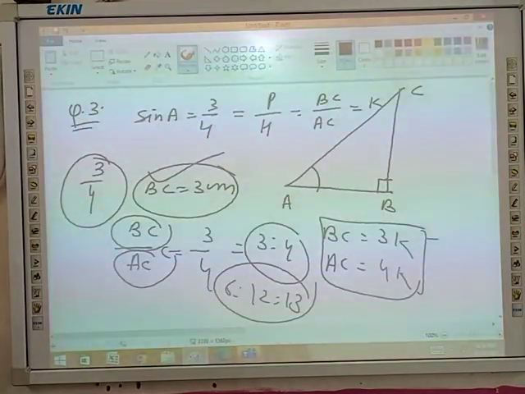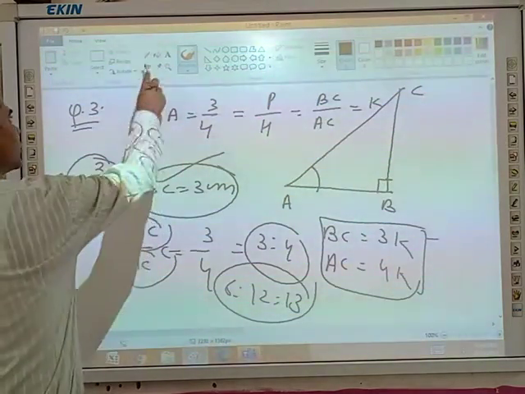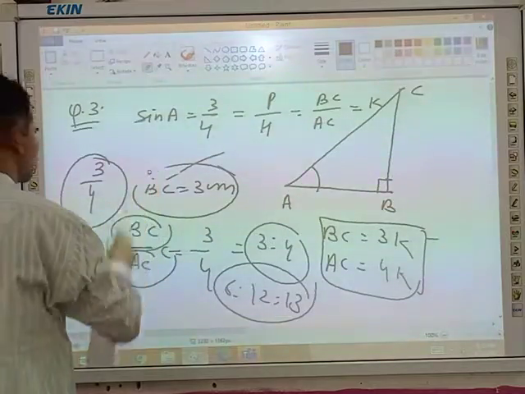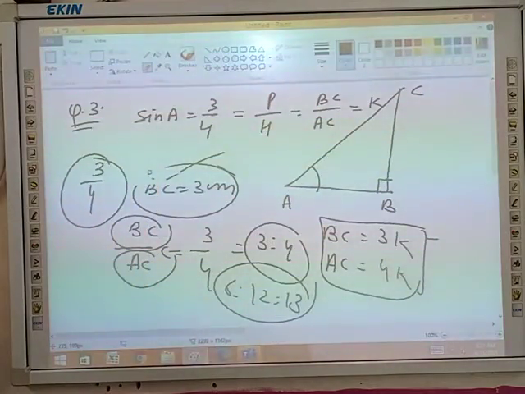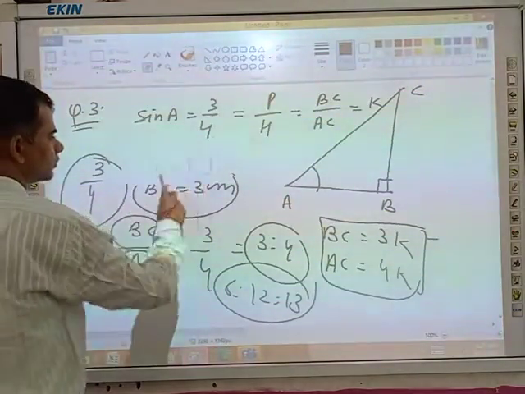Sir, I was saying this because that method is easy, because we get the side and then we find the unknown. If we find it that way, it is easier.